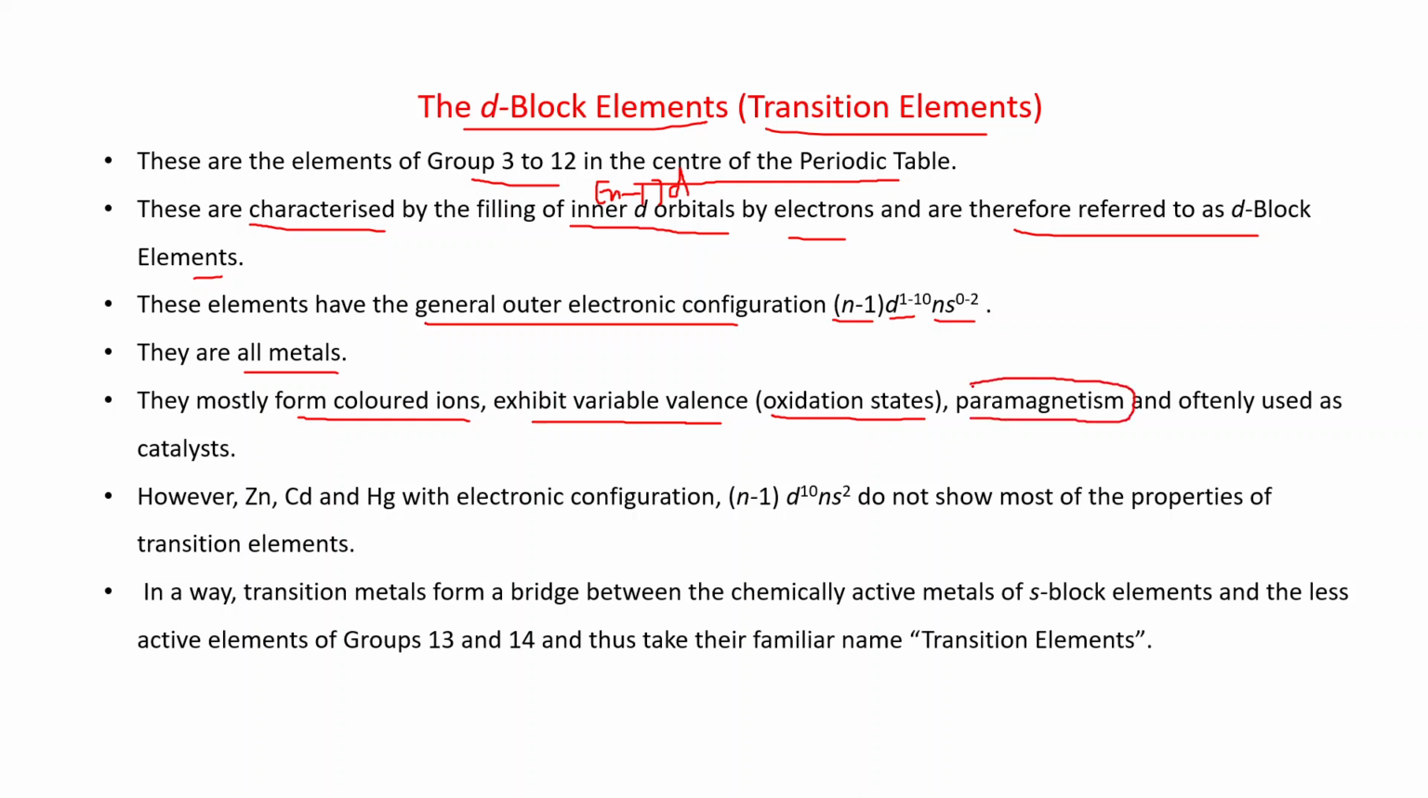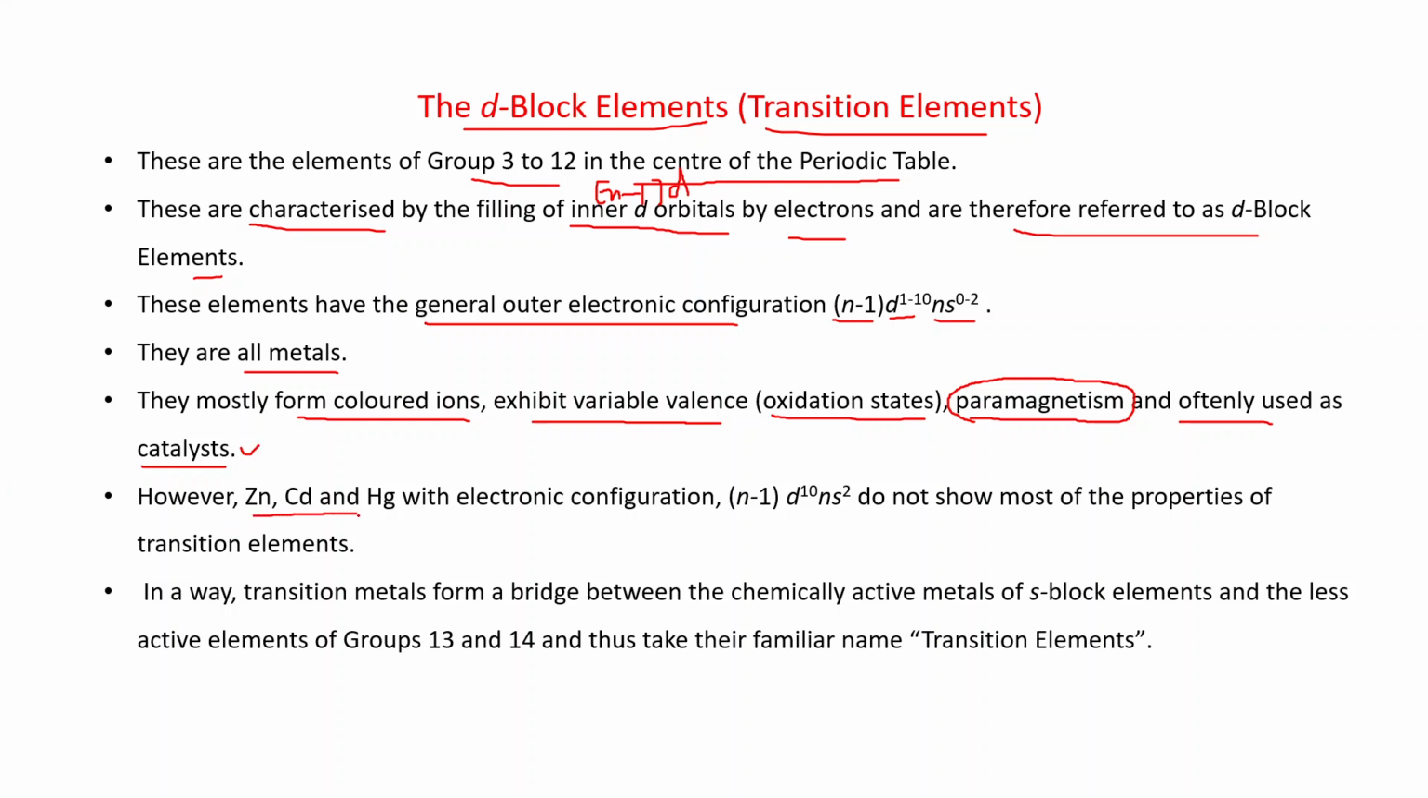Paramagnetism. Now what is the meaning of this paramagnetism? They are attracted towards an external magnetic field. This property is known as paramagnetism. They are also often used as catalysts. I think you are familiar with this word catalyst. These are the substances which enhance the rate of reaction.